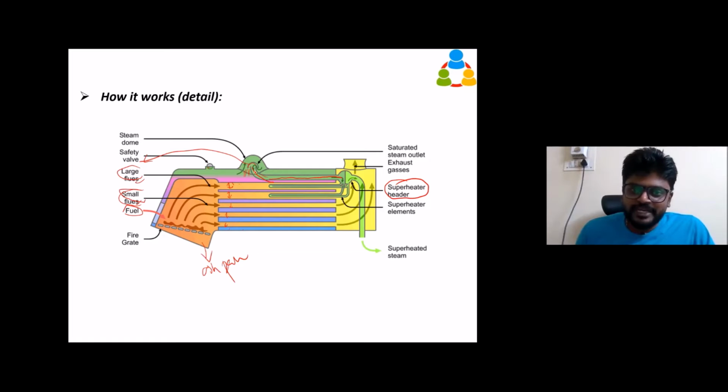Whatever steam is collected from the steam dome up to the superheater header, you can see the color difference between dark green and then light green. What does it mean? The color difference they are showing means that the steam is still wet. Moisture content is there, still water droplets like moisture. Like spray, small droplets of water are mixed with the steam. So still it is wet.